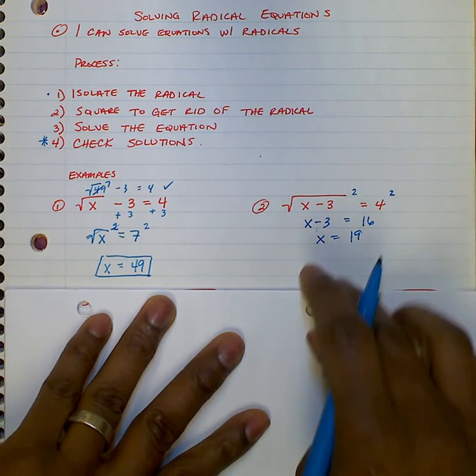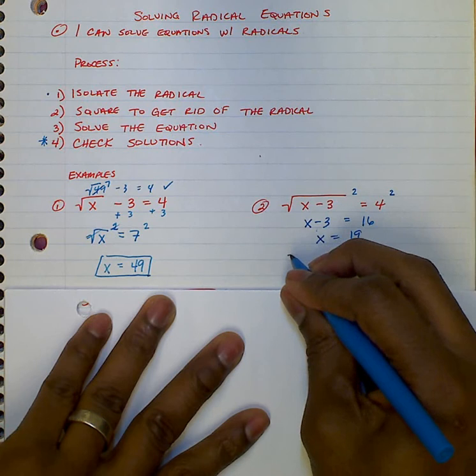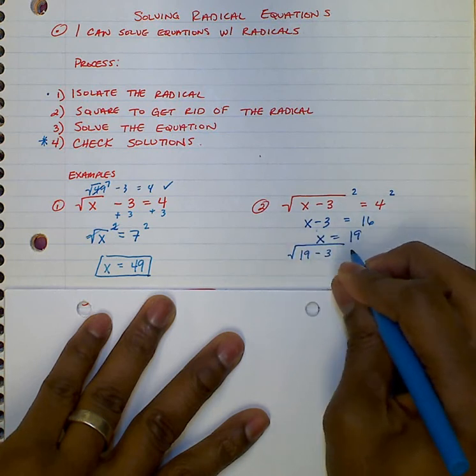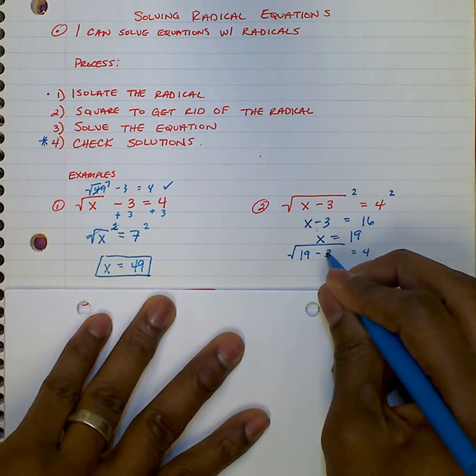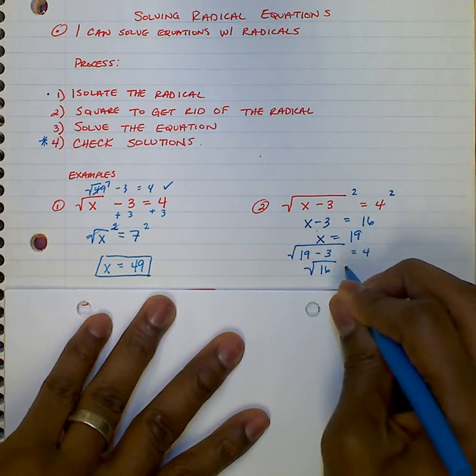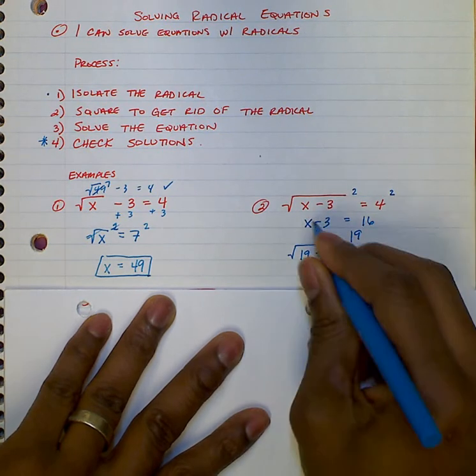Plug that back in just to make sure that it actually works. And so when we do that, we have radical 19 minus 3 equals 4. 19 minus 3 is 16. Square root of 16 is 4. Is that true? Yeah, it works. So x equals 19.